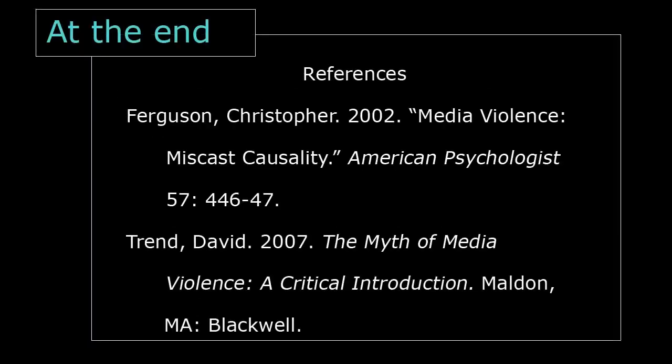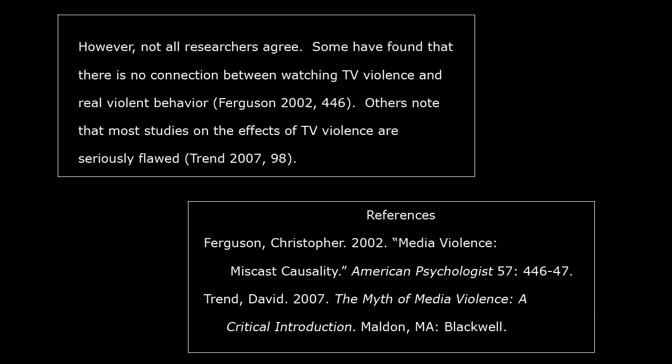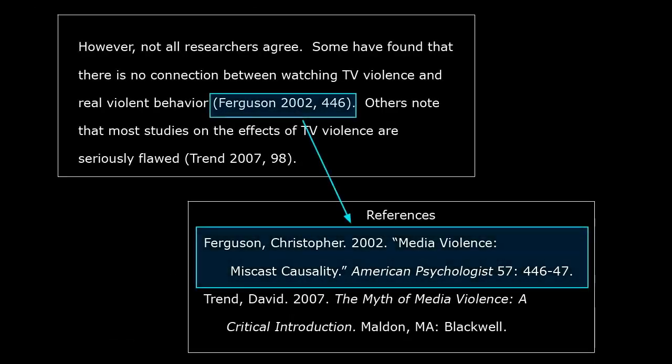The second part is at the end of your paper where you give a bibliography or list of references, which includes all the sources you used in your paper. The two parts work together. The footnotes or in-text citations refer to the full information about the source listed in the bibliography or list of references. You need to have both parts to cite correctly and avoid plagiarism.